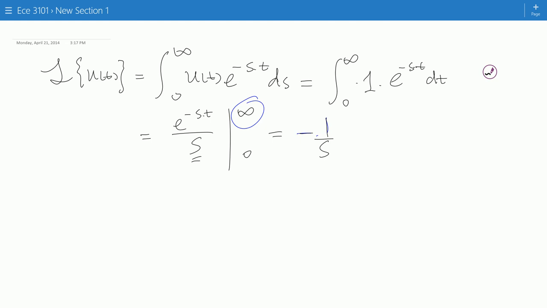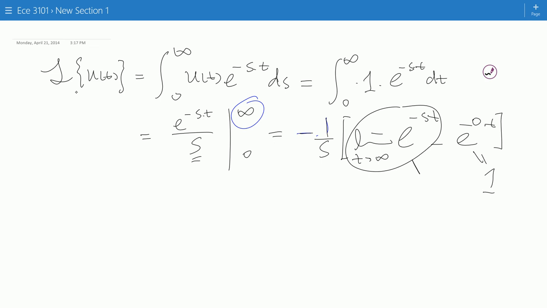I used to use a black pen to do this. So the limit of e to the power negative st, of course this is when t goes to infinity, minus e to the power negative 0 times t, of course this is 1, as we all know. And for the first one, as I said, if s has a positive real part, this whole thing will go to 0, if sigma is positive, where sigma is the real part of s.